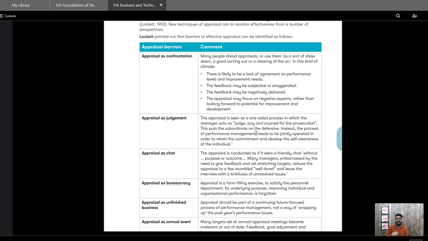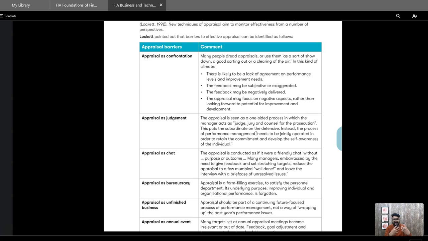So appraisal as confrontation is something where, say for example, if they have met 70% of the performance, they will be exaggerating things and showing it off to different people, or it can have a negative impact also.